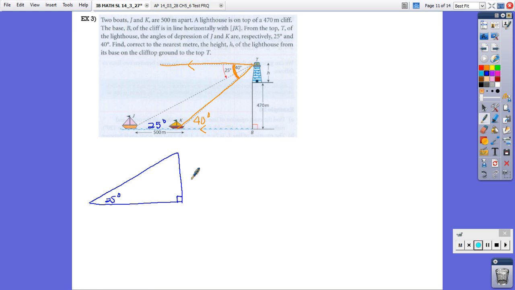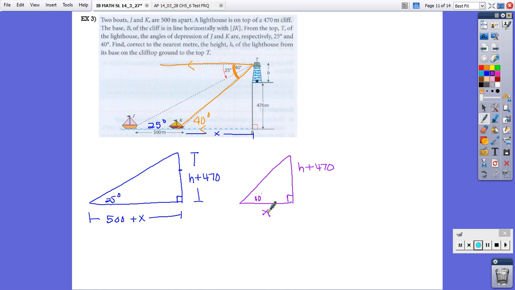I know that this is going to have h right here, but this whole side would be h plus 470. I know that this piece, I'm going to have to call this x from here to here because I don't have anything labeled there. This would be 500 plus x. So I have two unknowns in this figure. I'm going to draw the other triangle in purple, which is a little bit of a steeper line. This is 40. This is still h plus 470.